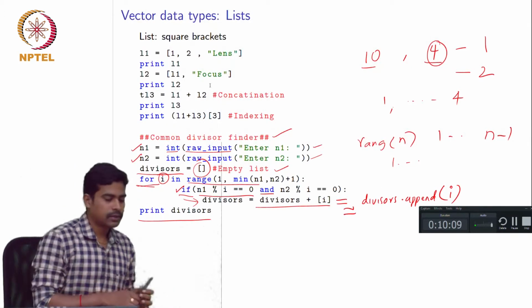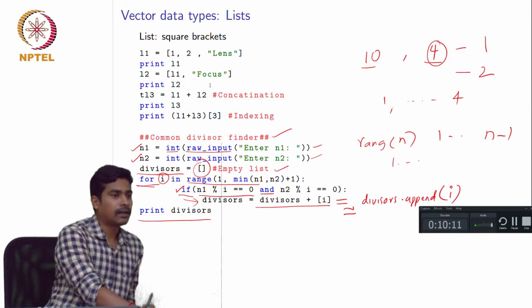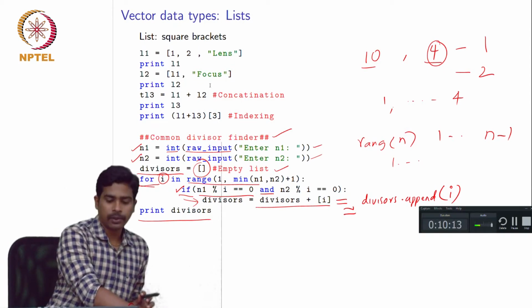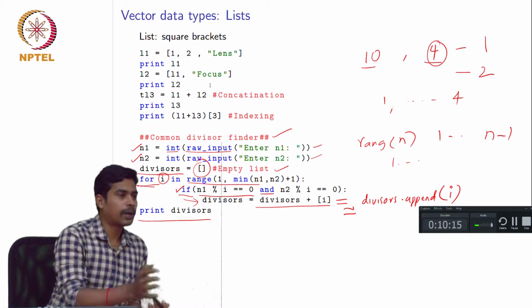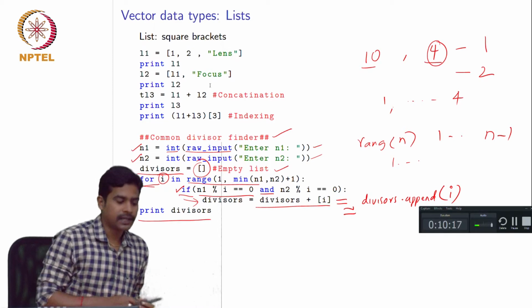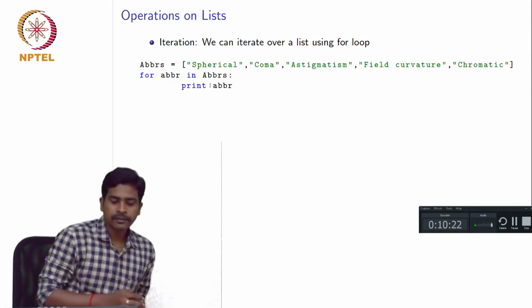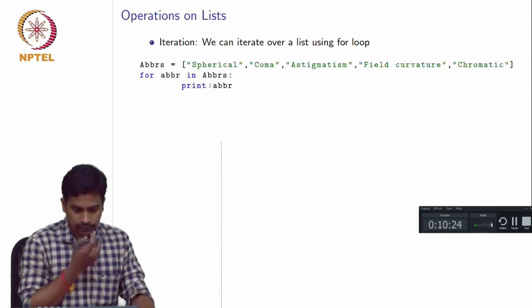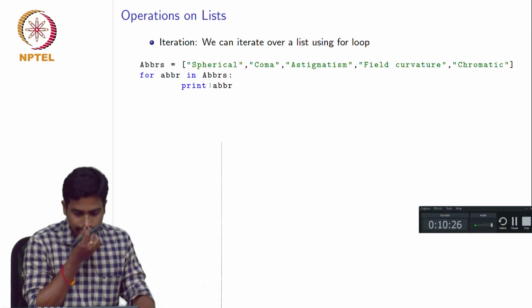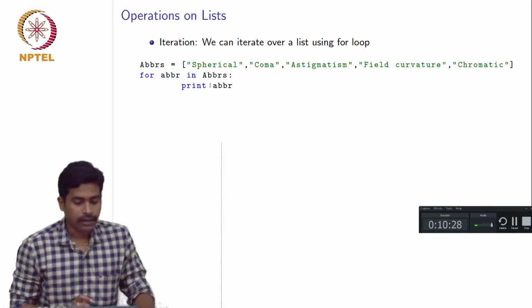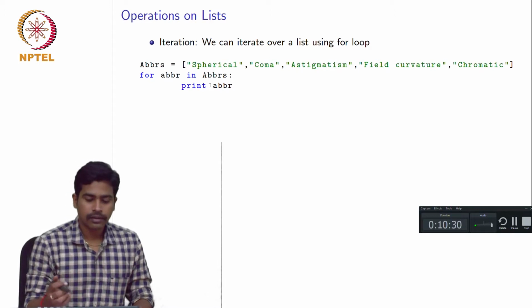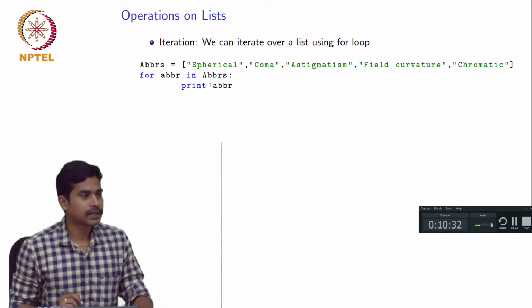Now we have seen what lists are, how to access different numbers from a list, and how to add numbers to a list. And we have seen a simple example program that uses lists. Now in this slide we will see different operations that we can do on lists.